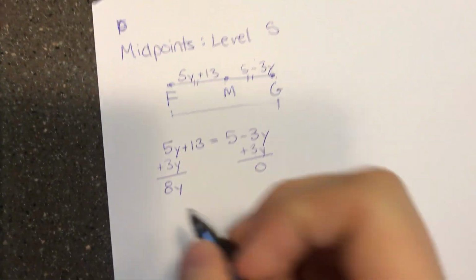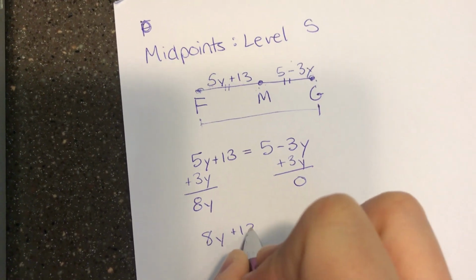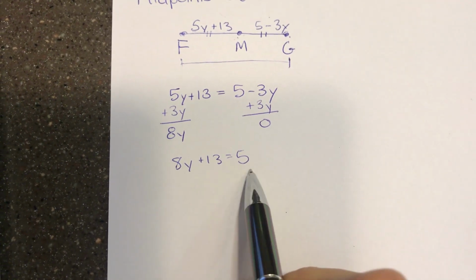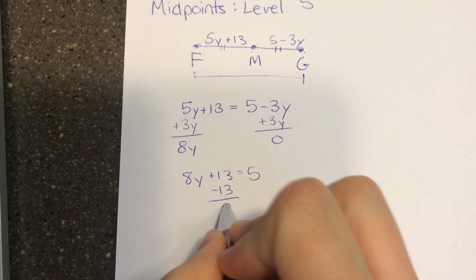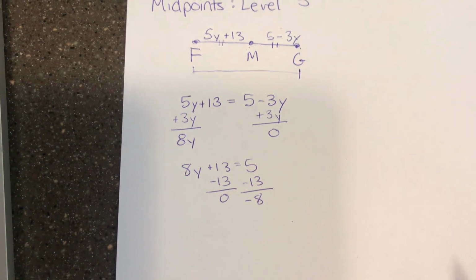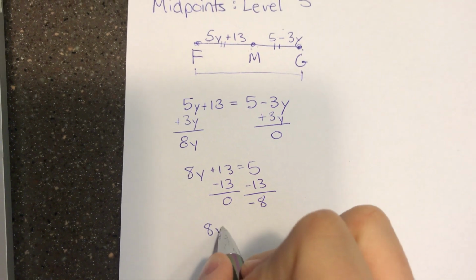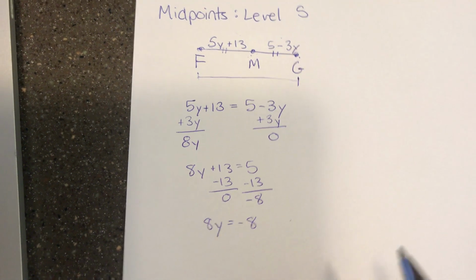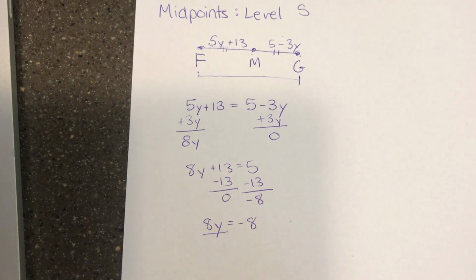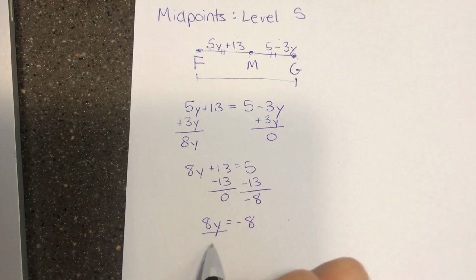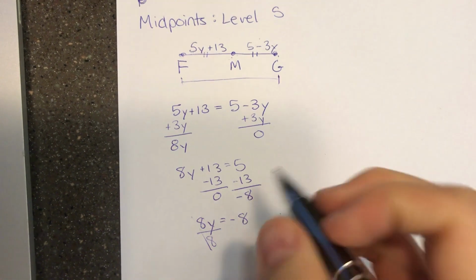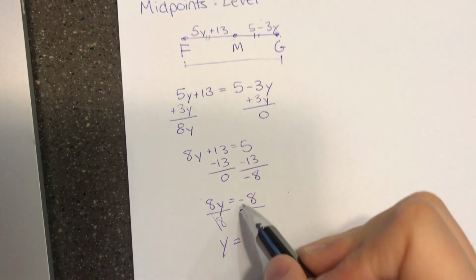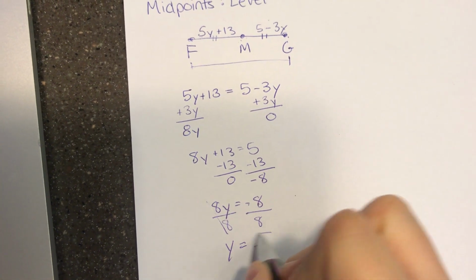Okay, I'm going to rewrite this. Okay, I'm now going to move my 13 over here. And I will rewrite it again, bring down my 8y equals negative 8. To get y by itself, I'm going to get rid of this 8. Since it's 8 multiplied by y, I'm going to do the opposite and divide, and they will cancel out, and I will divide by 8. So y equals negative 8 divided by 8, negative 1.